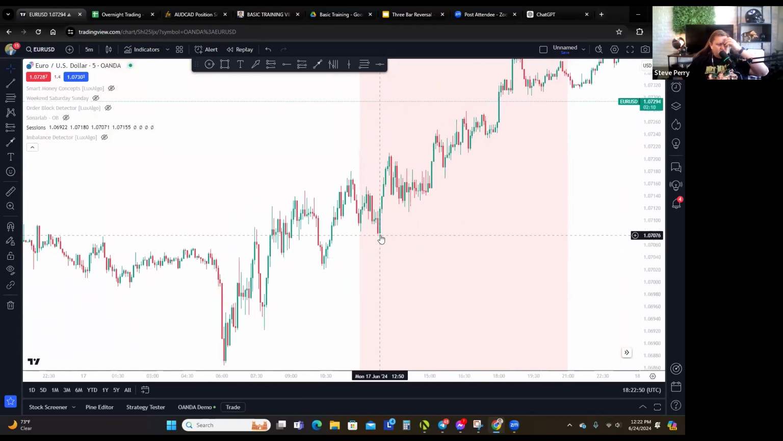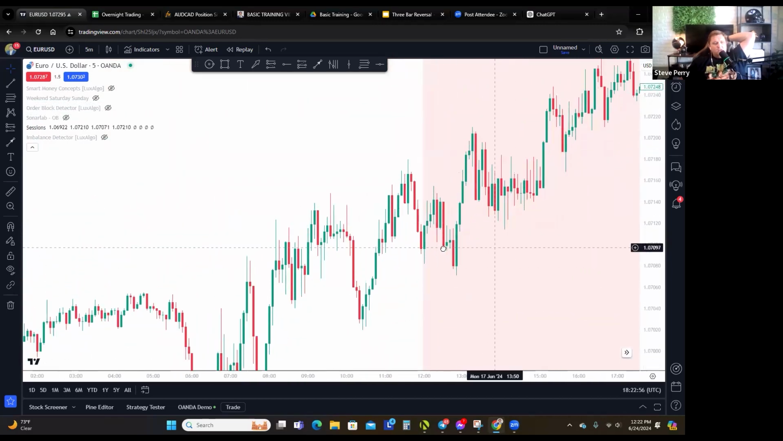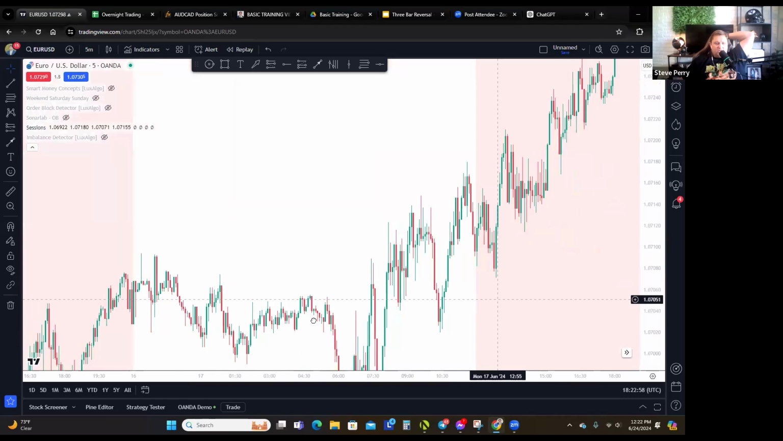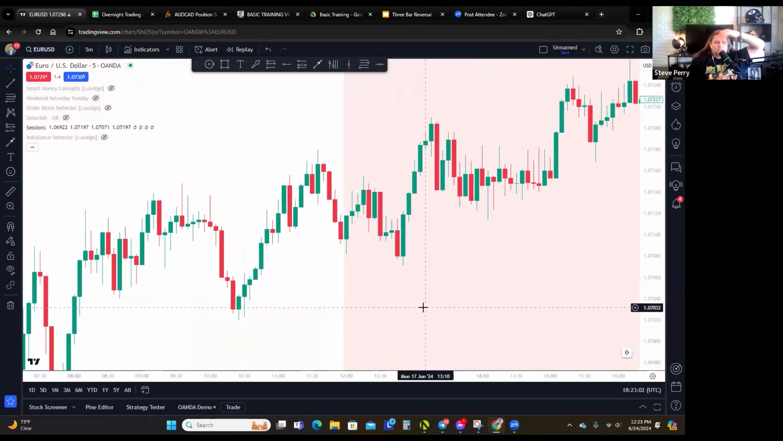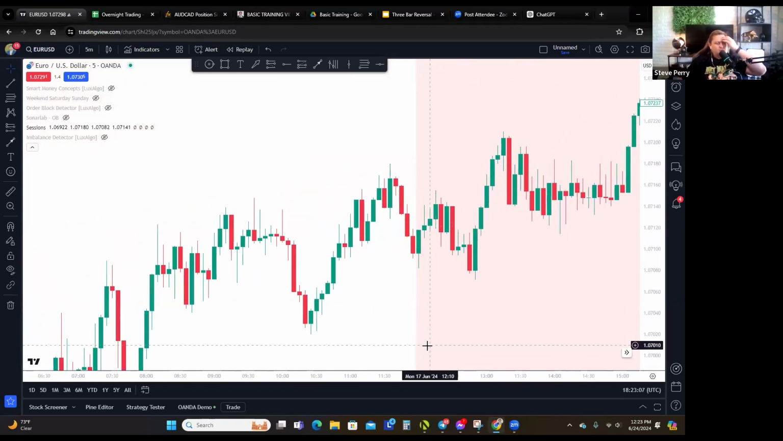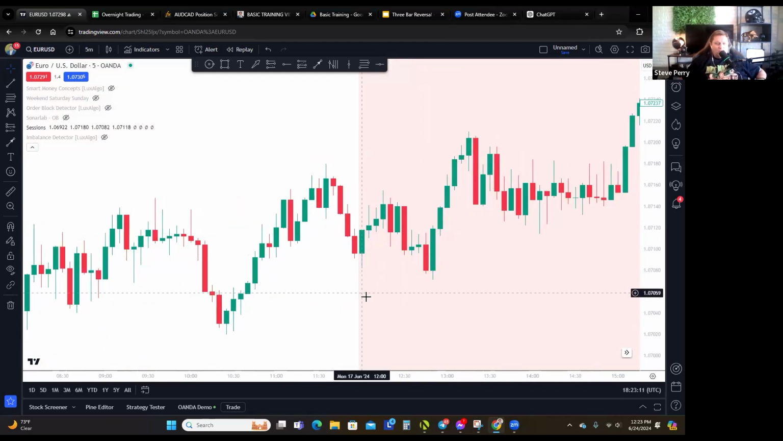Okay, so here is Monday, June 17th. Let's go to the beginning of the session. So I've got the New York session highlighted in red or pink here. And this is again why my friend trades this. What he'll do is he'll just wait at the beginning of the open, wait for the first 3 bar reversal to show up, and then he'll get after it.